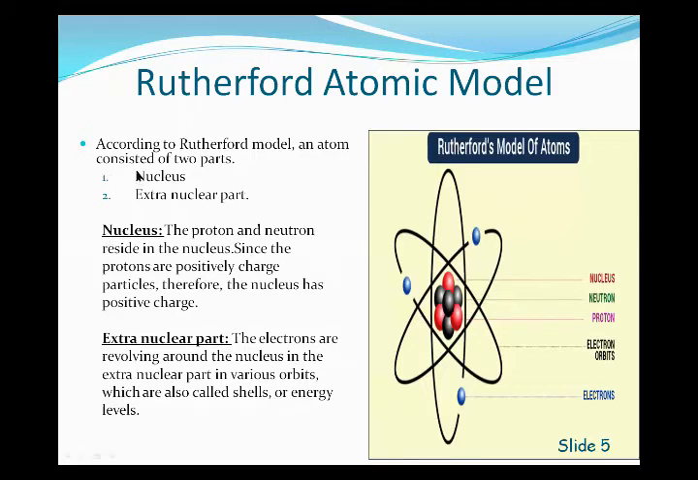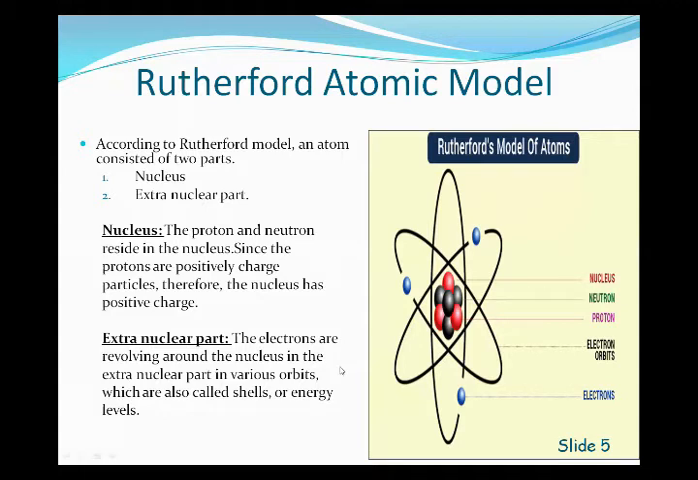According to this model, there are two parts, the nucleus and the extranuclear part. This is the nucleus, which contains protons and neutrons. This is the extranuclear part, called shells, or energy levels, or orbitals, where electrons revolve around the nucleus, and electrons have a negative charge. So this is the Rutherford atomic model.